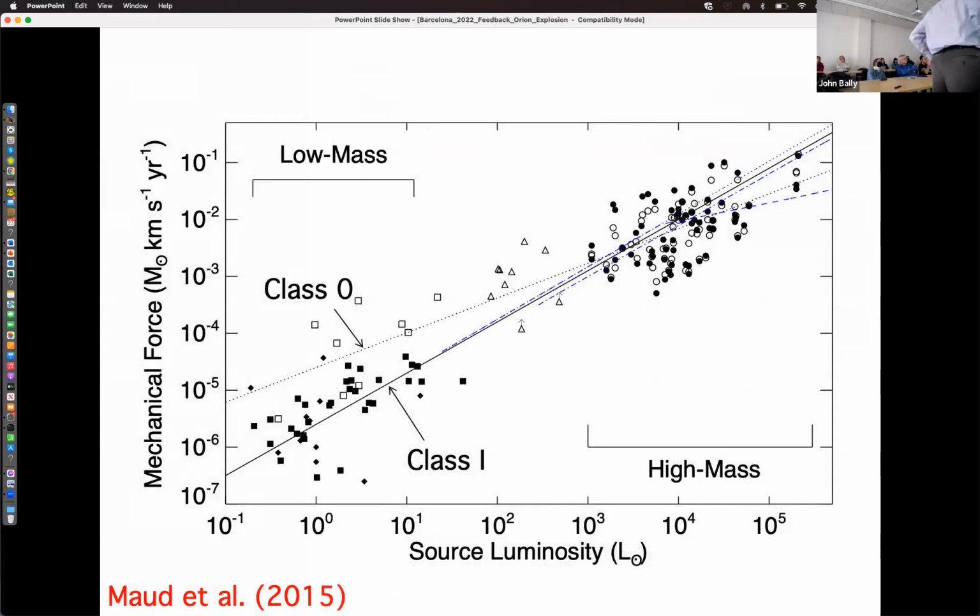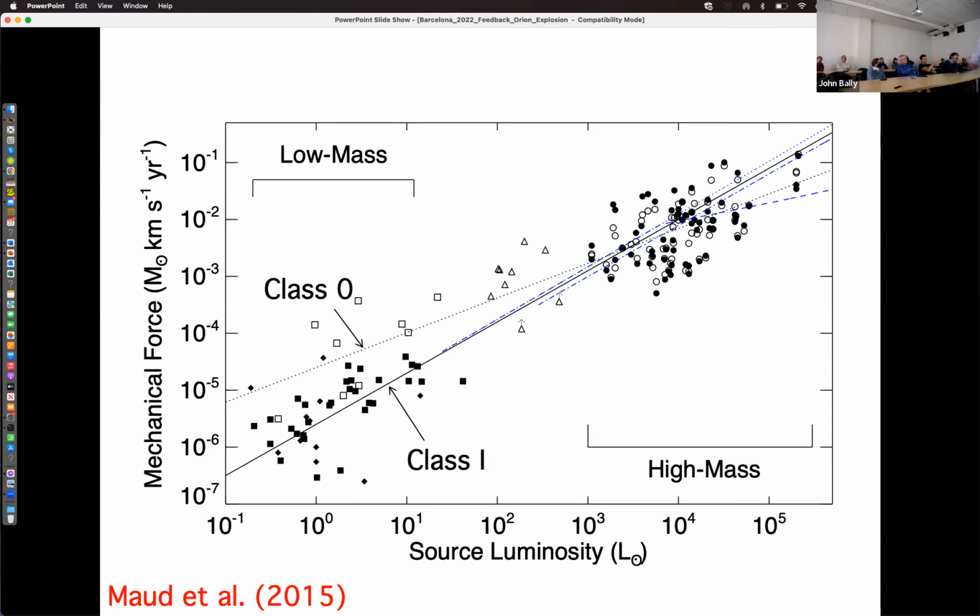Just a reminder of a figure here. The message here is that the source luminosity of a protostar correlates with the mechanical power of its outflow. And so this is mechanical force in strange solar mass kilometers per second per year units versus luminosity, a proxy for mass. So low mass stars over here, high mass stars over there. The solid squares are class 1, the empty squares are class 0 sources. It's a huge dispersion, almost two orders of magnitude. But when you look at this large range of mass and luminosity, the most massive protostars appear to drive the most powerful outflows. Okay?